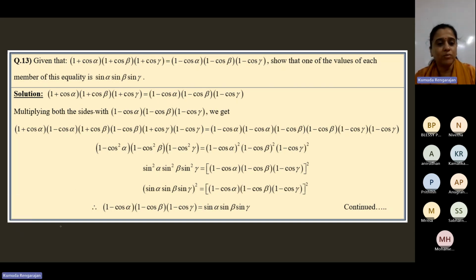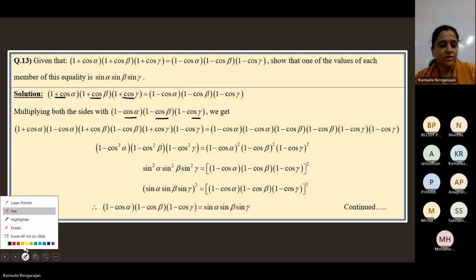Okay. So multiplying both the sides with this one, what have I done here? We get 1 minus cos alpha into 1 minus cos beta into 1 minus cos gamma. Multiply this one. So 1 plus, see, 3 expressions are already there. You will have to multiply that with this, and this, no? So when you write this one, and its counterpart kind of, these two together, and these two together, you have to multiply, right?